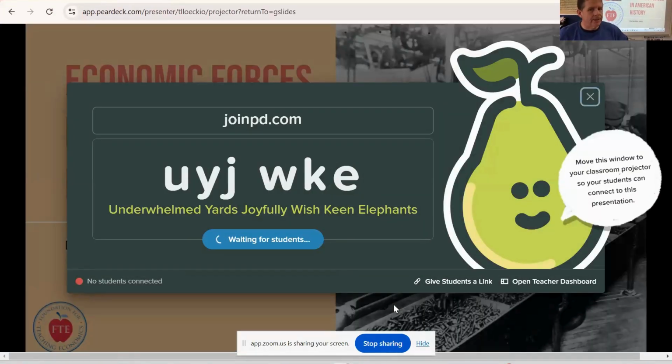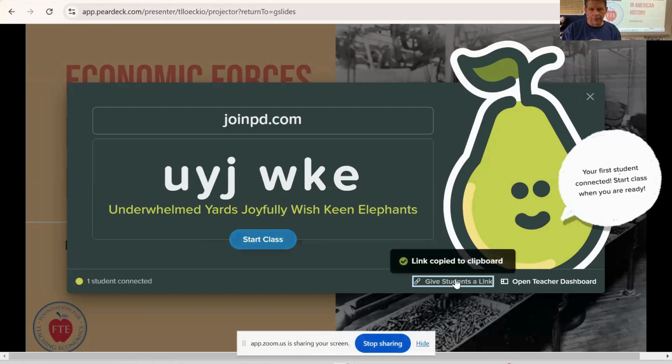My question that some of you all might be able to help me out with: once people get into the Pear Deck, I do believe the screen sharing doesn't need to be done anymore, right? Everybody will get a Pear Deck window. Yes, that is correct. All right. Probably the quickest way is to give students a link that everybody can click on. All right, got it. So if I do this and then I go to the chat, yes?